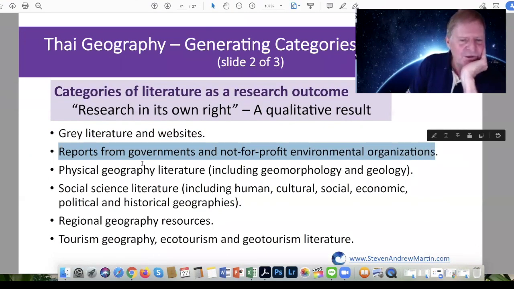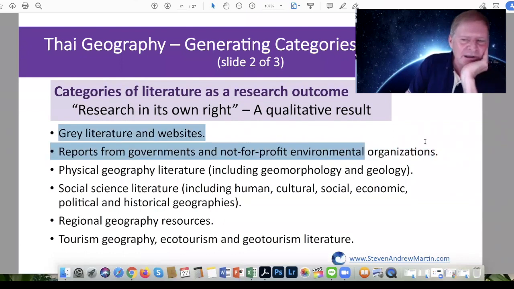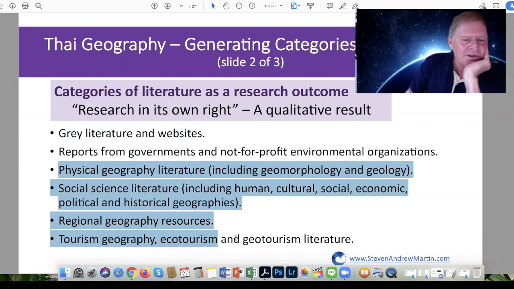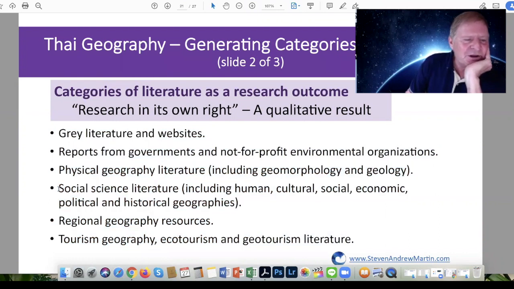Pretty much when you jump into Thai geography literature in English, international literature, 90% of it is gray. It includes websites and then government and not-for-profit organizations mainly, right? But there were some other things, and this was also very difficult to frame.